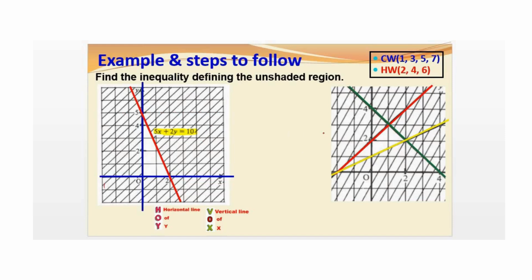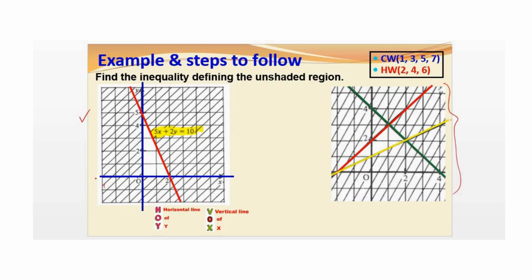Here you can see I have drawn two pictures. This picture already has the equation of the line written. But in this case, there is no equation written for these lines, right? So in this case, we only have to change this equation into an inequality by looking at the shaded and unshaded regions. But in this case, first you will find the equations of the lines and then change them into inequalities. So this one is like a two-step problem, but the other is a one-step problem.